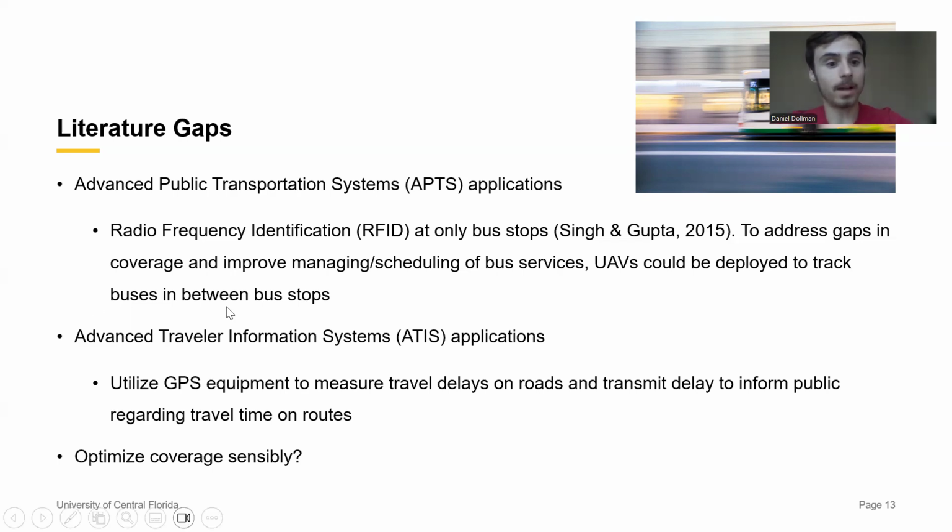Then we have advanced traveler information systems applications. This was not mentioned in the literature either. This is another system of ITS, and the way UAVs can fit into this is that they can utilize GPS equipment to measure travel delays on roads and transmit delay information to inform the public regarding travel time on routes. And then the issue becomes optimizing coverage sensibly, because you can't just deploy a bunch of UAVs. They cost money, so they need to be deployed in a smart way.